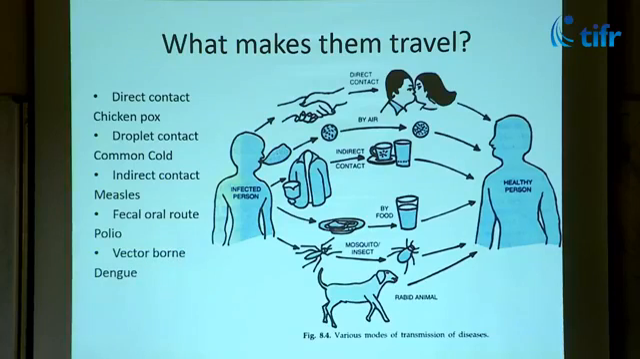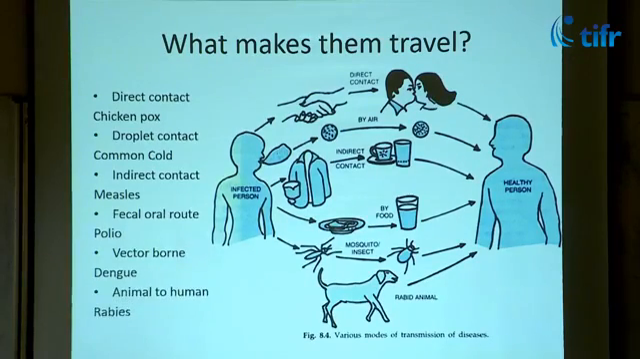The next is vector-borne diseases, which are transferred from an infected person to a healthy person by means of an animal vector in the middle, which takes a blood meal. For example, a mosquito takes a blood meal from an infected person with dengue and then transfers it to the body of a healthy person.